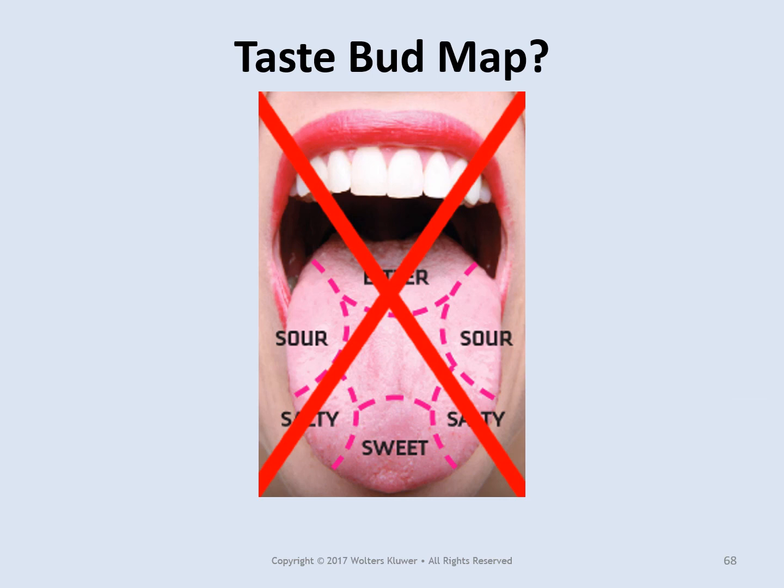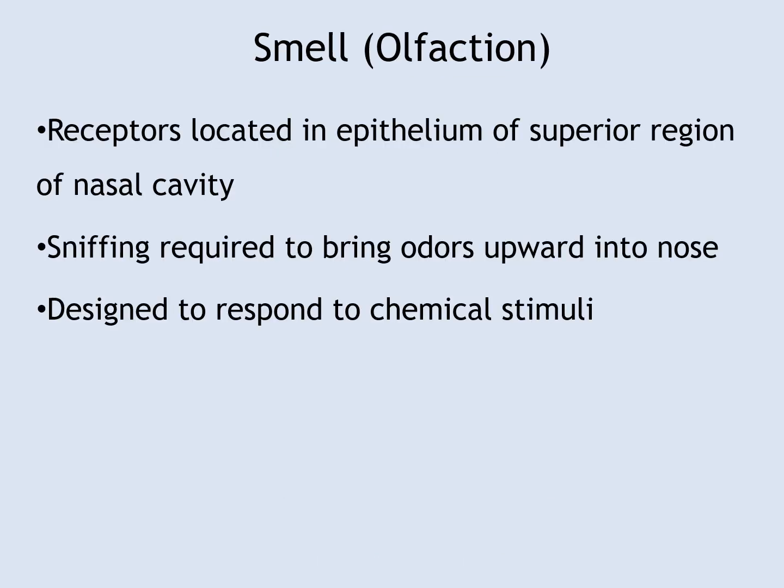We've probably all seen the taste bud map where you have bitter on the back and sour on the side and sweet on the front and there's nothing in the middle. That's not the case. Your taste buds are scattered all over your tongue. There's not one part of the tongue that responds more to them than the other.